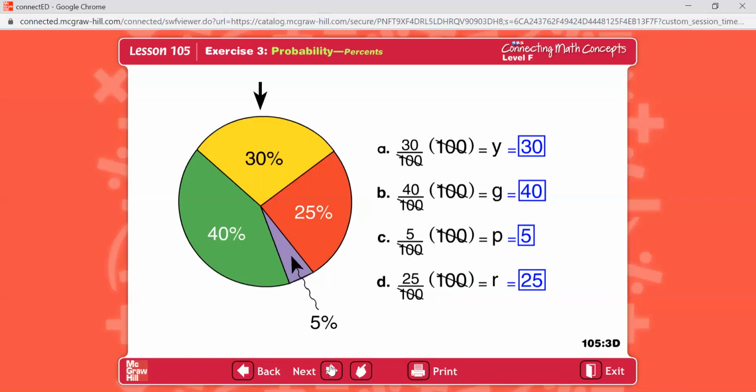Now please open your textbook to lesson 105 and find part 1.